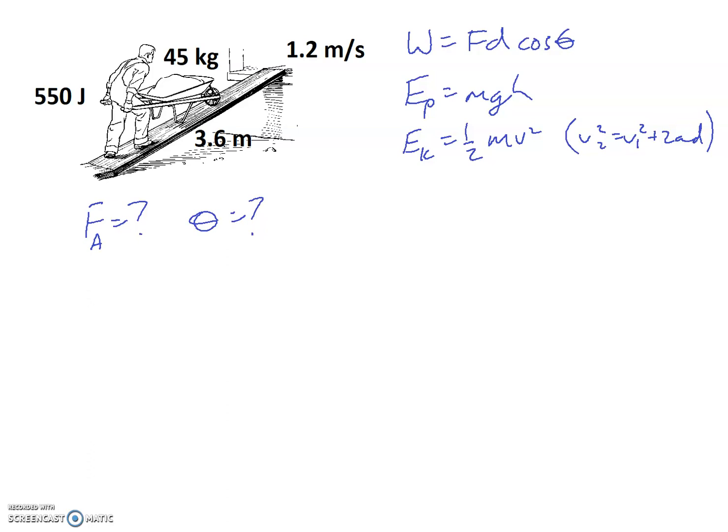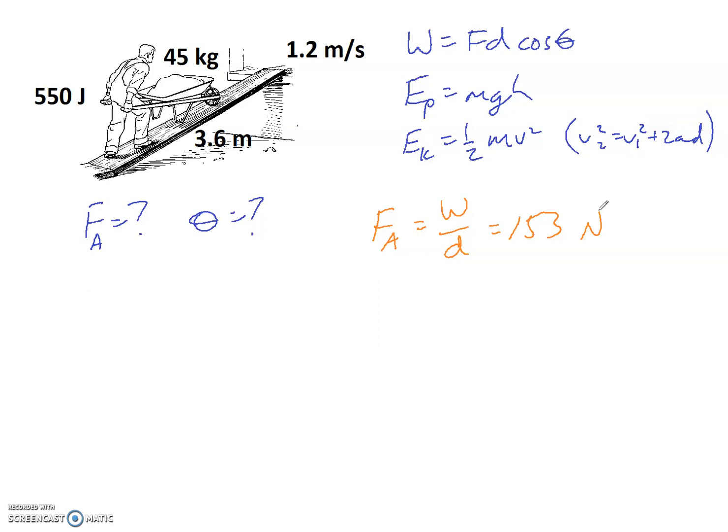Now, to find the applied force, it's not actually that difficult. We know how much work he did. He did 550 joules of work, and we know how far he went. So it's actually a pretty straightforward calculation for that one. So the applied force would just be the work that he did divided by the distance it traveled. So that would just be the 550, and divide that by the 3.6 meters that it actually traveled. And he did, we'll round off here, about 153 newtons of force. So that's how much force he's actually applying to the wheelbarrow.